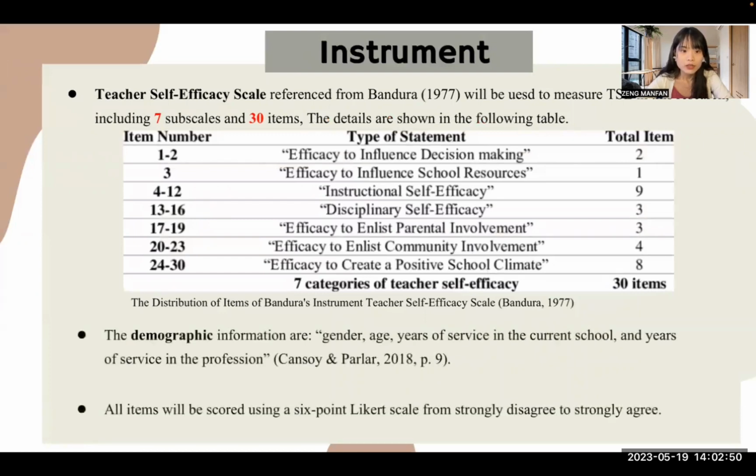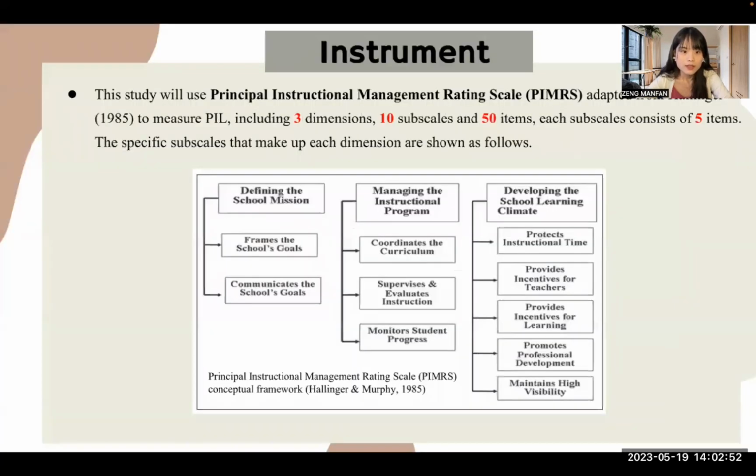Now, I will introduce the first scale. This study will use the Principal Instructional Management Rating Scale, adapted from Hallinger, to measure principal instructional leadership. And this scale includes 3 dimensions, 10 subscales, and 50 items. Each subscale consists of 5 items. The specific subscales that make up each dimension are shown as follows.